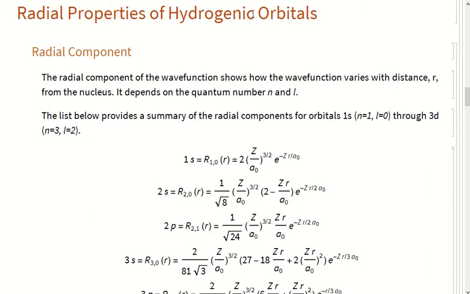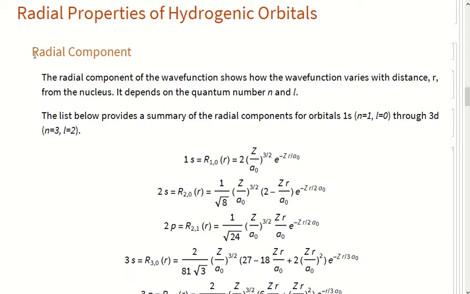Hydrogenic means hydrogen-like, and by hydrogen-like what we're talking about are one-electron systems, systems which consist of a nucleus and an electron, two particles only. So that means that this would apply to hydrogen, of course. It would also apply to helium plus. It would apply to lithium 2 plus. These are systems which have a nucleus but one electron.